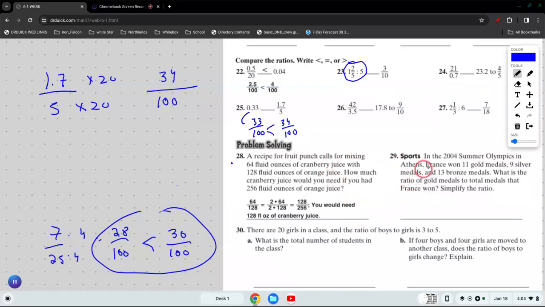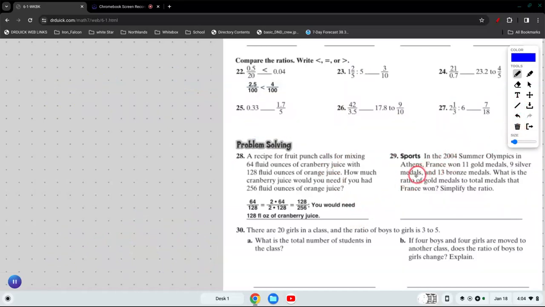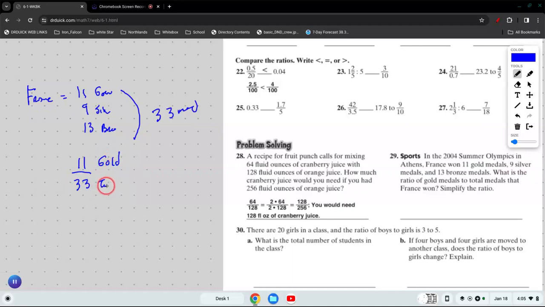So I don't want to ruin all your fun because you get to try all these things out, right? And the word problems basically is a matter of reading. Make sure you understand what you're doing. So in 2004 Summer Olympics at Athens, France won 11 gold medals. So I'm going to put France equals 11 gold, 9 silver, right? 13 bronze. I know you can't read my words, but it's okay. What's the ratio of gold medals to the total medals that France won? Well, let's add them all up, right? So it's 11 plus 9 plus 13 is 33 medals, right? And the ratio would be just gold, 11 to 33. So this is gold to all, right?